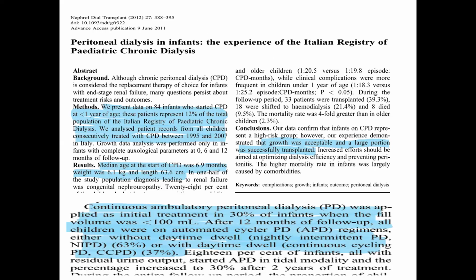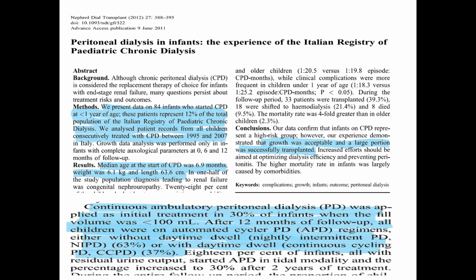In this, they presented data on 84 infants who started chronic peritoneal dialysis at less than 1 year of age. Median age at the start of chronic peritoneal dialysis was 6.9 months, weight was 6.1 kg, and length was 63.6 centimeters. Continuous ambulatory peritoneal dialysis was initially applied when the fill volume was less than 100 ml. But when the fill volume reached more than 100 ml as the weight of the baby increased, they used automated cycler PD regimens. It was concluded that growth was acceptable and a large proportion was successfully transplanted after chronic peritoneal dialysis.